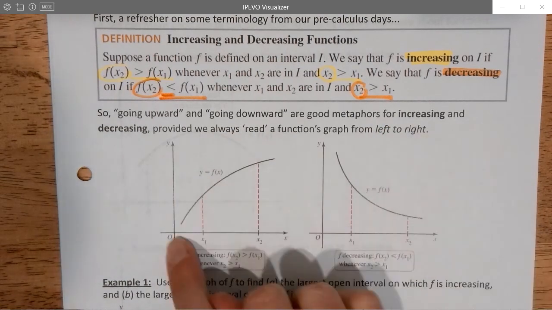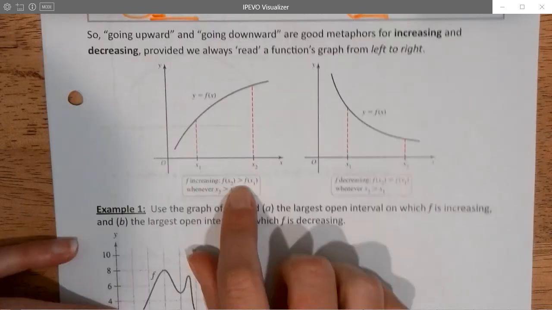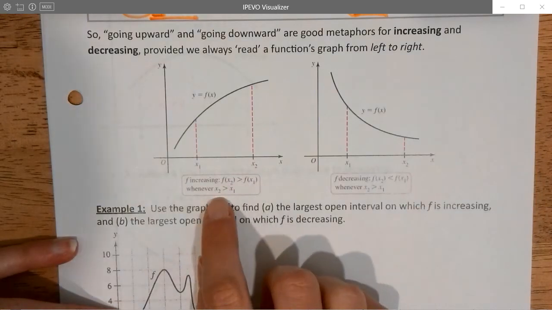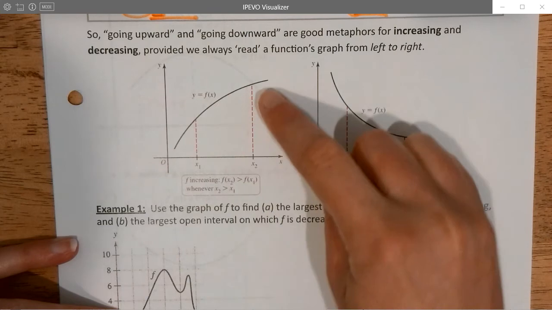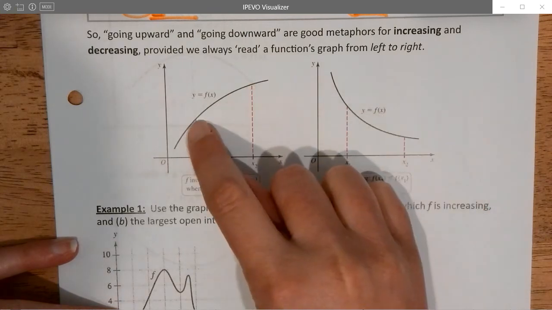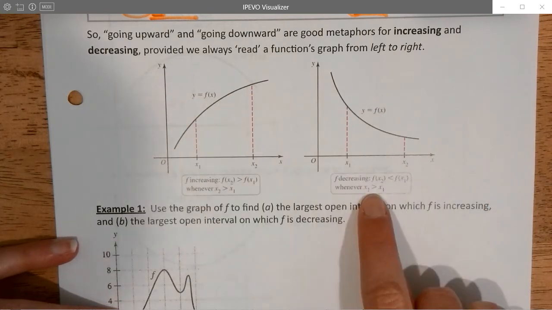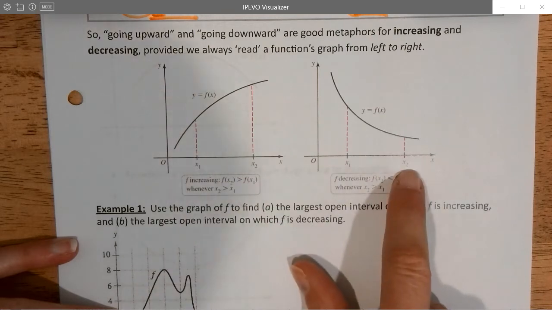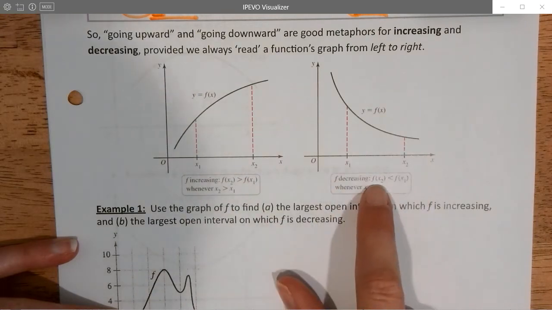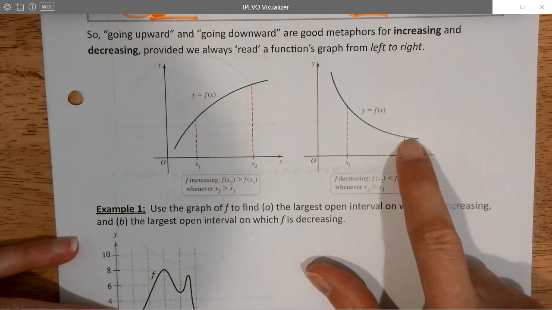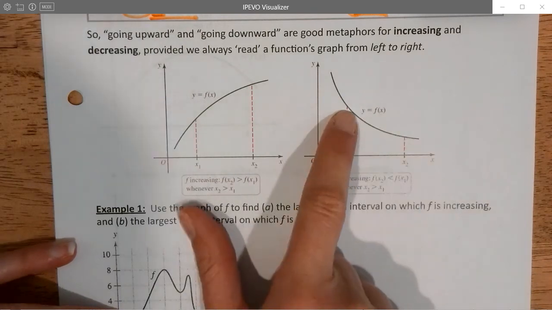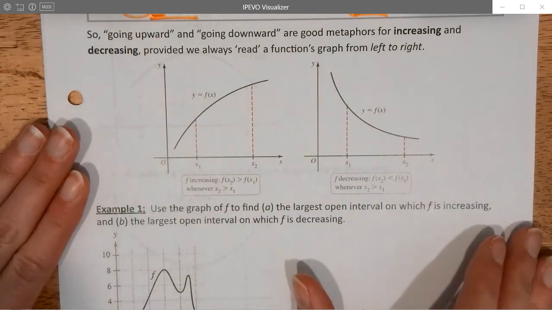So we have a function that's increasing. Again, you can see in the illustration here that whenever x2 is larger than x1, f of x2 is larger than f of x1. And for decreasing, whenever x2 is again larger than x1, this time f of x2, the y value, is lower than the y value for f of x1. Those are the definitions for increasing and decreasing from pre-calc.